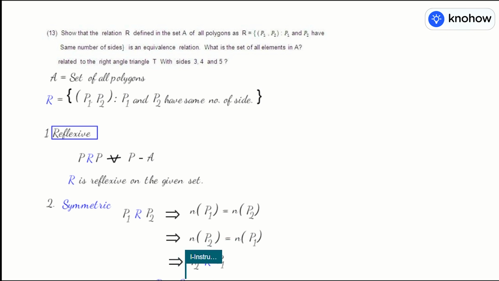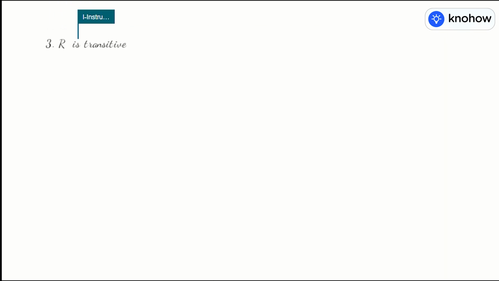Now number three, let us check whether R is transitive or not. Now let P1 be related to P2.